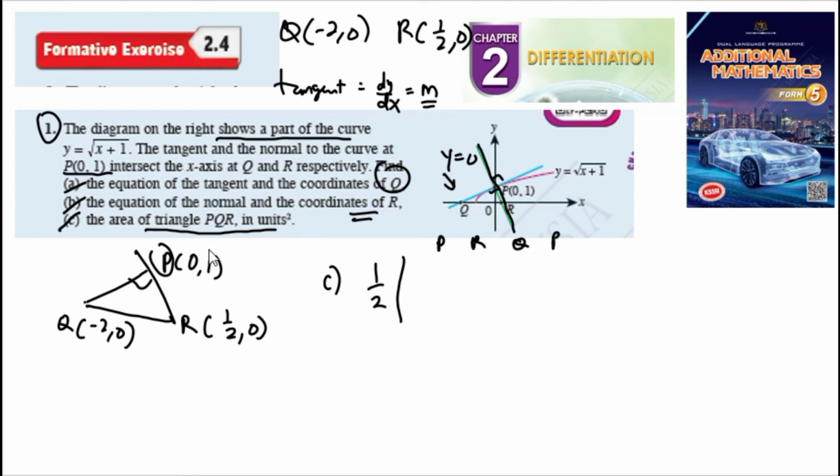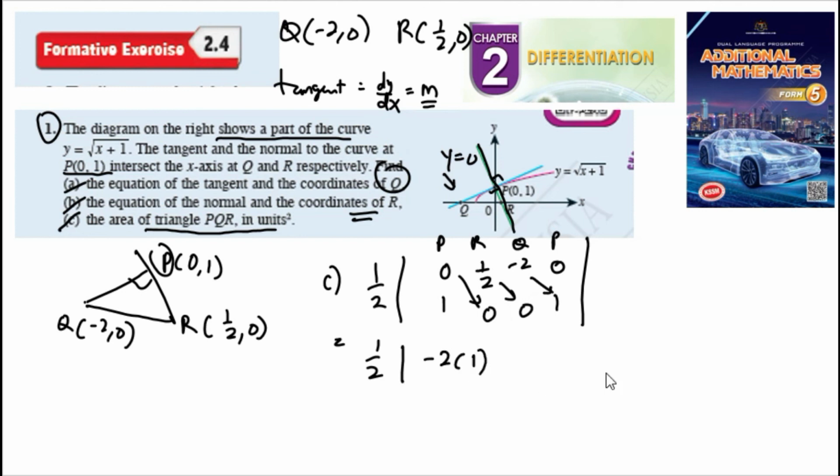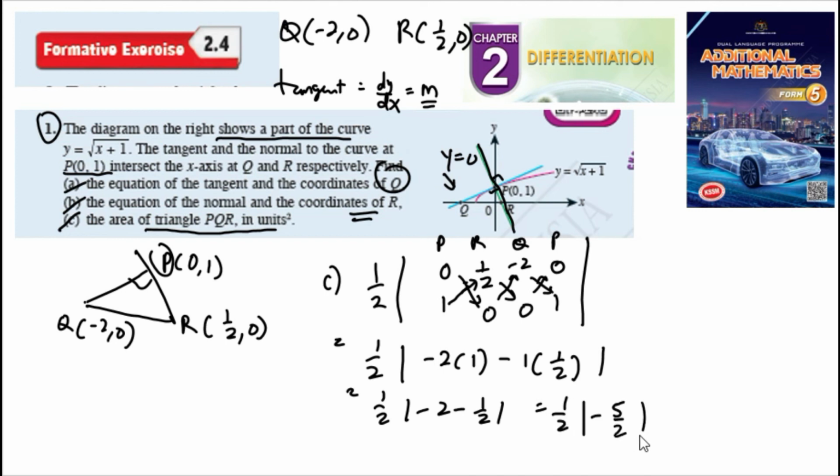P, R, Q, P. So this one is (0, 1), this one is (half, 0), this one is (negative 2, 0), and this one is (0, 1). So here the area is equal to half. This one multiplied by this one, you get 0. Half times 0, you get 0. Negative 2 times 1, you get negative 2, right? And then going from top to bottom you add, this one multiplied by this one, plus this one multiplied by this one. And then bottom to top you minus. So here would be minus 1 times half. This one is 0, this one is 0. So you have negative 2 minus 1 over 2, which is half times negative 5 over 2, right? Taking the absolute value, half times 5 over 2, so you get 5 over 4. So the area is 5 over 4 unit square.